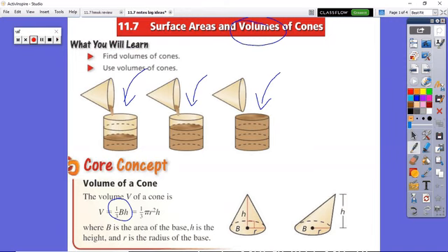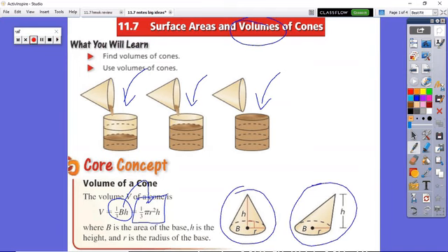The nice thing about the cone is that the base is always a circle. So it's instead of 1/3 BH, like the pyramid, because the pyramid could have all kinds of polygonal bases. A cone will always have a circle base, so big B is always pi r squared. And oblique follows the same rules as a right cone.